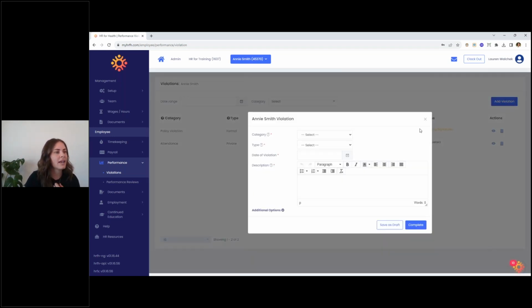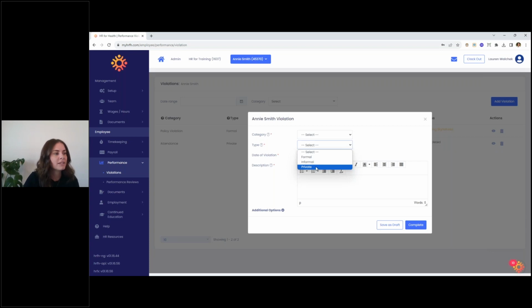You want to make sure you have this documentation in place. So you can go ahead and click add violation, the category. So maybe it's attendance, tardiness, conduct, whatever it might be. You can put that category here. Type formal, informal, and private. So private is if you just want to document something, but you don't necessarily want to draw it to the employee's attention yet, or maybe you had a conversation with them about it, which we highly recommend, but you don't want to have a formal documented violation for them to see.